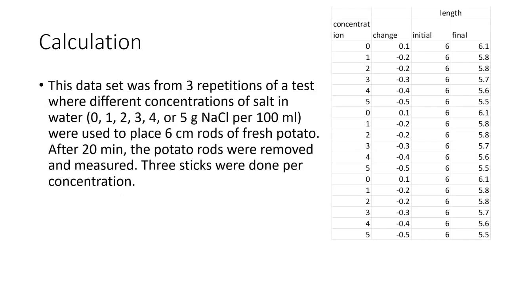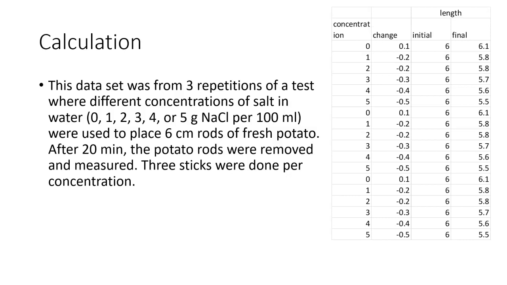This data set was from repetitions of a test. Concentrations of salt at 0, 1, 2, 3, 4, or 5 grams of salt in 100 mLs of water were used. We placed 6-inch long square rods of fresh potato into each sample of water. We might call them a French fry before they were cooked. We did 3 sticks per concentration. After 20 minutes, the potato sticks were removed and measured. We did this in a plant physiology class. These are the data of what we got.